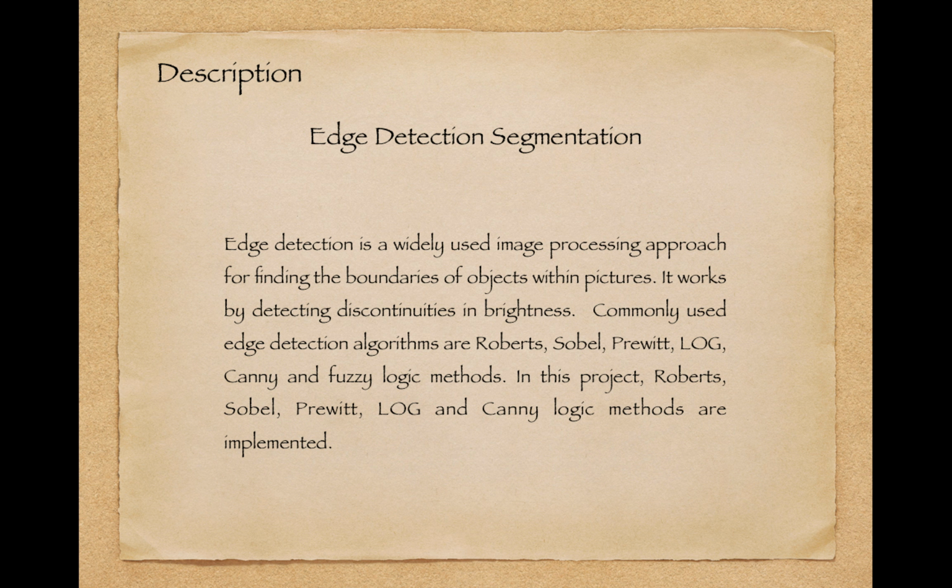For edge detection segmentation, edge detection is a widely used image processing approach for finding the boundaries of objects within pictures. It works by detecting discontinuities in brightness. Commonly used edge detection algorithms are Roberts, Sobel, Prewitt, LoG, Canny, and fuzzy logic methods. In this project, Roberts, Sobel, Prewitt, LoG, and Canny methods are implemented.